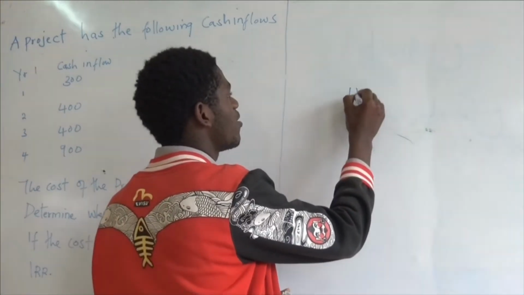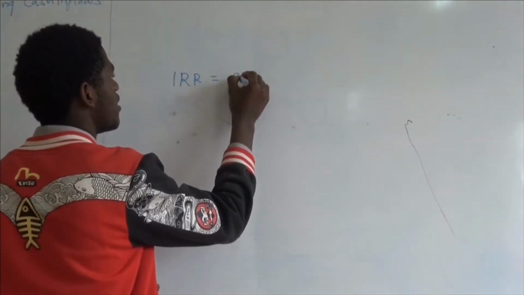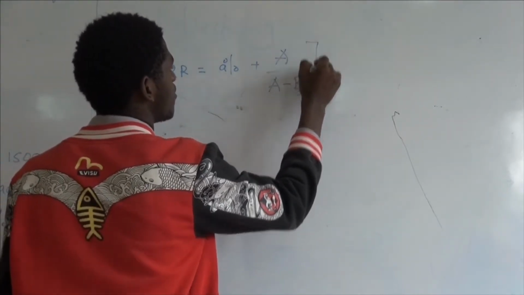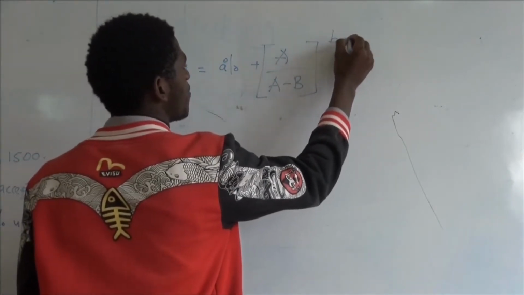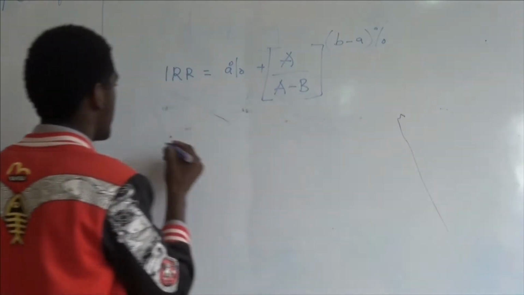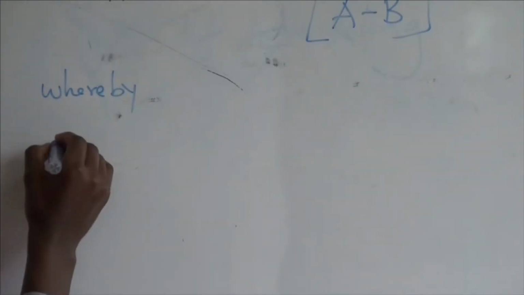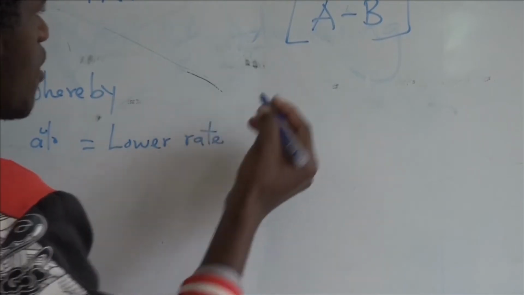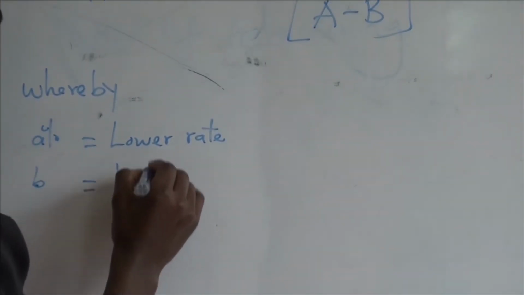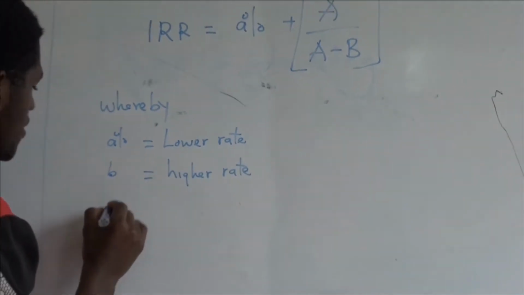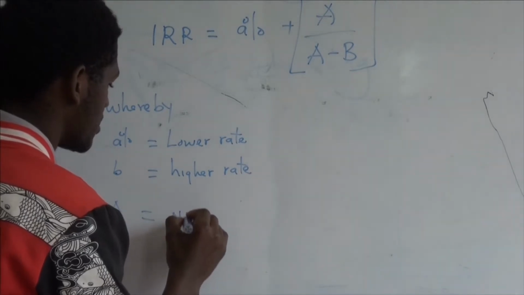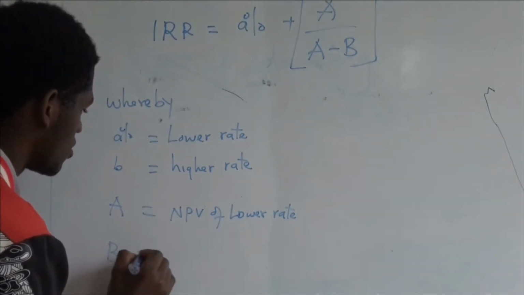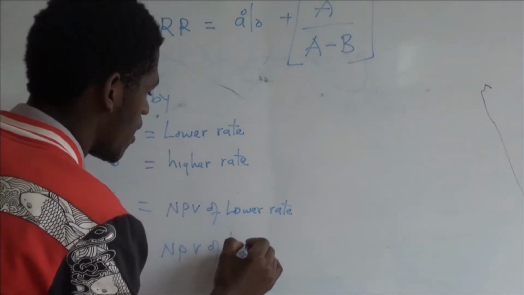So to calculate internal rate of return, this is the formula: A plus A over A minus B, times B minus A, whereby A is equal to lower rate, B is equal to higher rate, then capital A is equal to net present value of lower rate, then capital B is equal to net present value of higher rate.